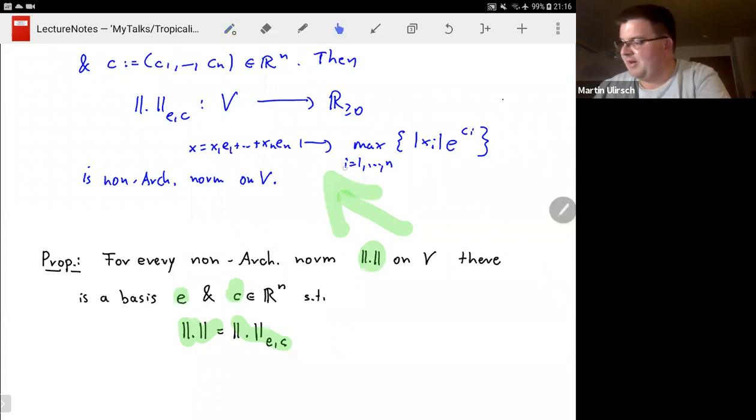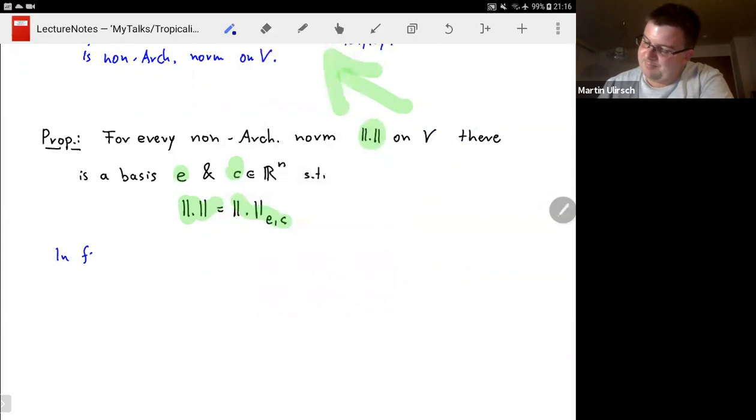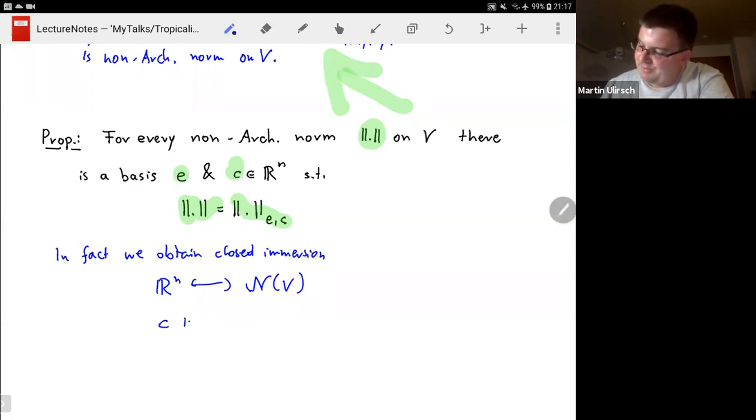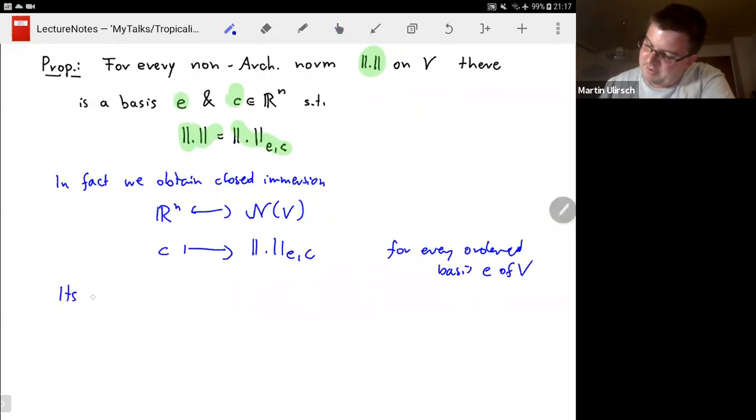Okay. Let me just be a little bit more precise. It's true that in fact we obtain closed immersions in the suitable topological sense from R^n into this Goldman-Iwahori space that will take such a tuple of Cs and for a choice of basis sends it exactly to those norms. And we have this for every ordered basis. So there we go. And the image of such a thing is called an apartment of Goldman-Iwahori space.